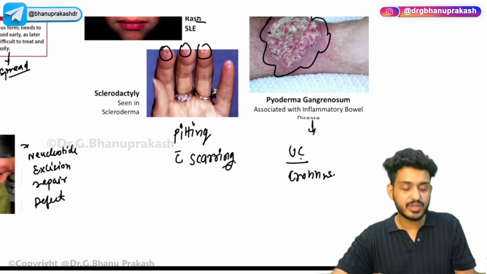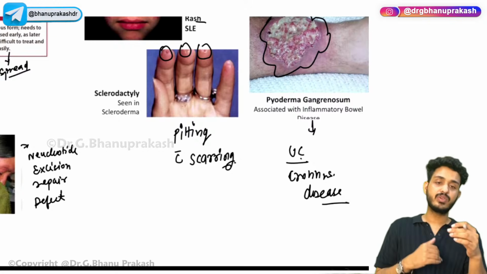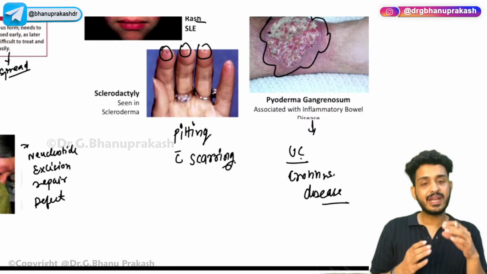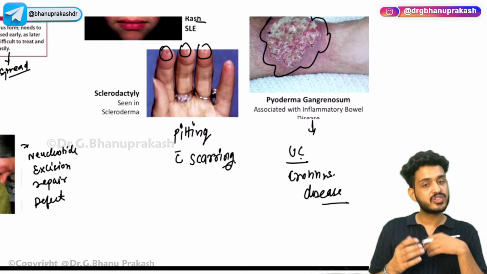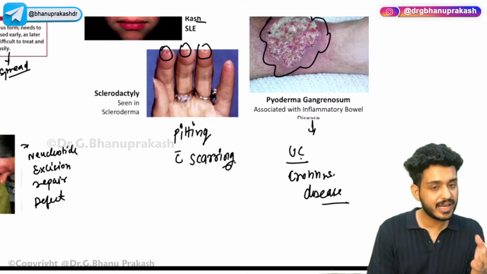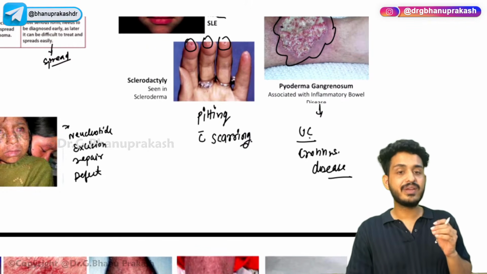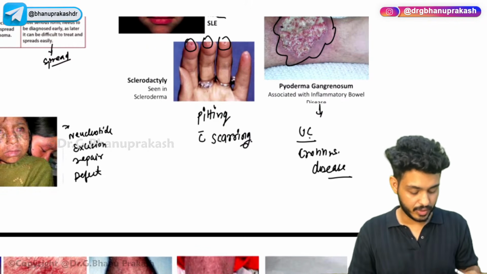What are the appearances that you will see? Crohn's can happen anywhere in the body. It will have skip lesions, whereas ulcerative colitis will start from below. You will have lead pipe appearance in ulcerative colitis. In Crohn's disease, you will have string sign of Kantor.